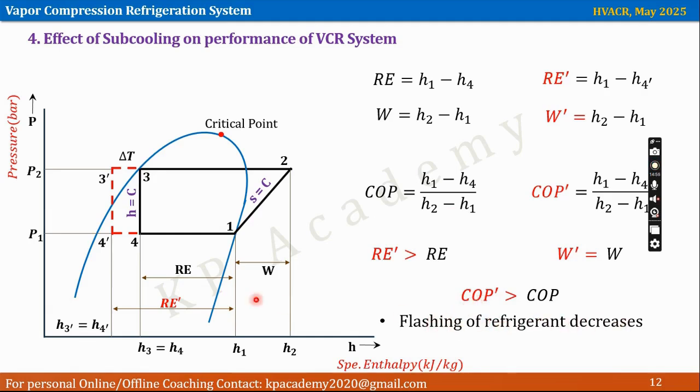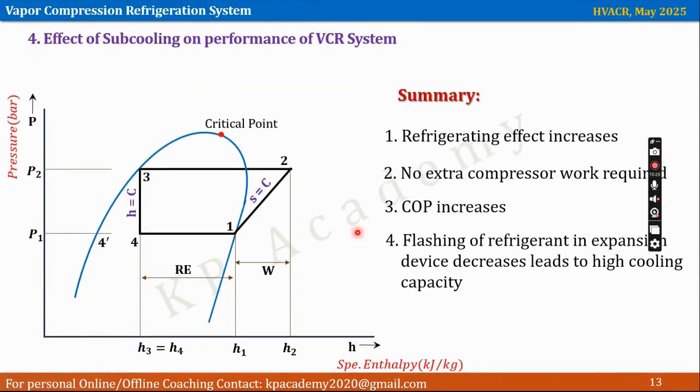Flashing of refrigerant decreases. In the earlier case, in the standard cycle, the flashing starts from point 3 up to point 4. But now in this subcooled region, the flashing starts from this point to the 4 dash point, right? So there is a drop in flashing. Okay, so that's all for the effect of different parameters on the performance of the VCR system.